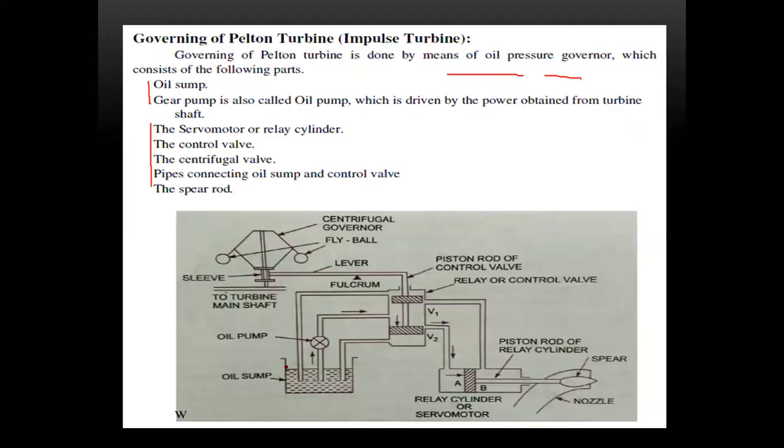So this is a figure of the governor of the Pelton turbine, right? See here how the oil is taken from the oil sump and flows through the piston and cylinder. This is the spear, right? The spear is moving to and fro.